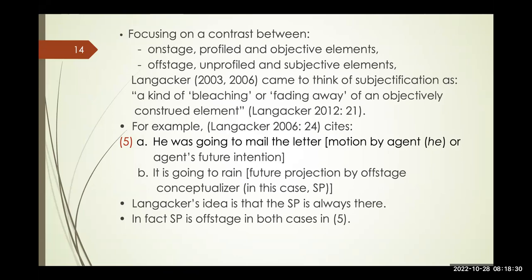For example, in a 2006 paper, he cites 5A: He was going to mail the letter, which is ambiguous. It's either motion by an agent, he, or that agent's future intention. He was going to mail the letter as he was en route, walking or driving to the post office to mail his letter. Or he was simply planning on mailing the letter. And there's an on-stage agent who's profiled, he.